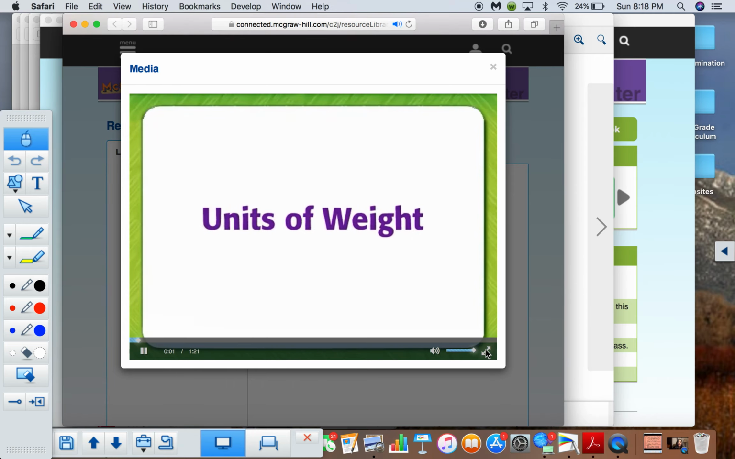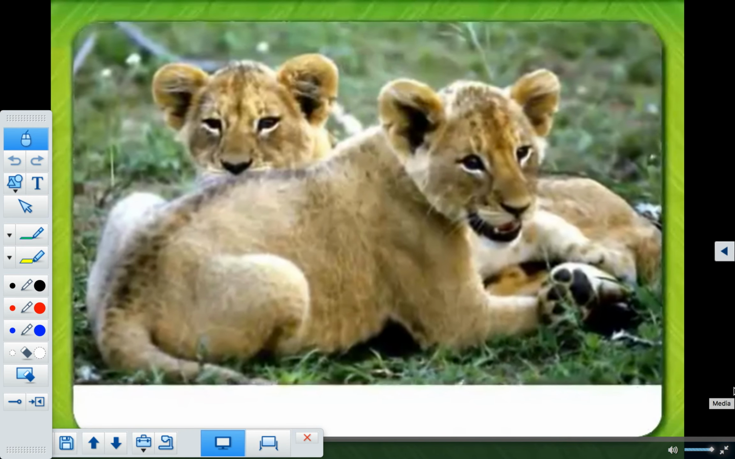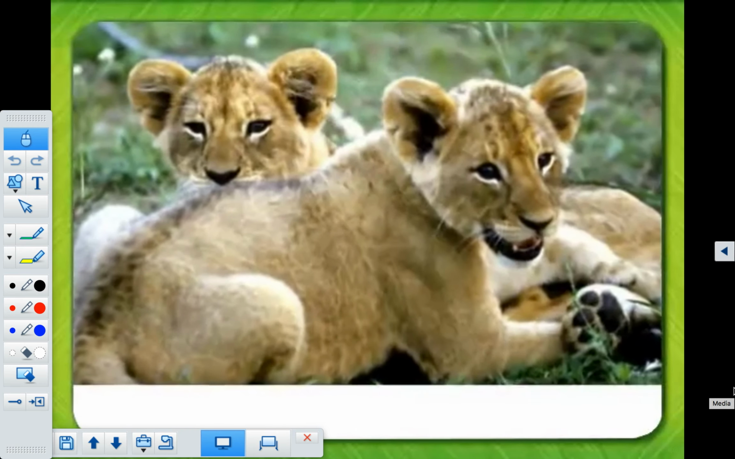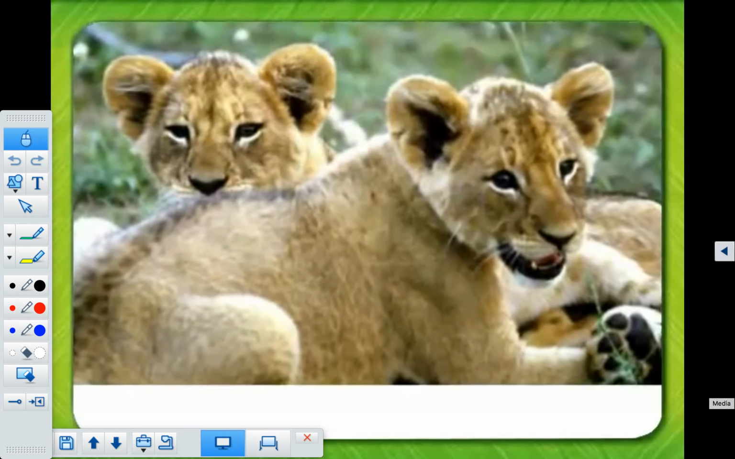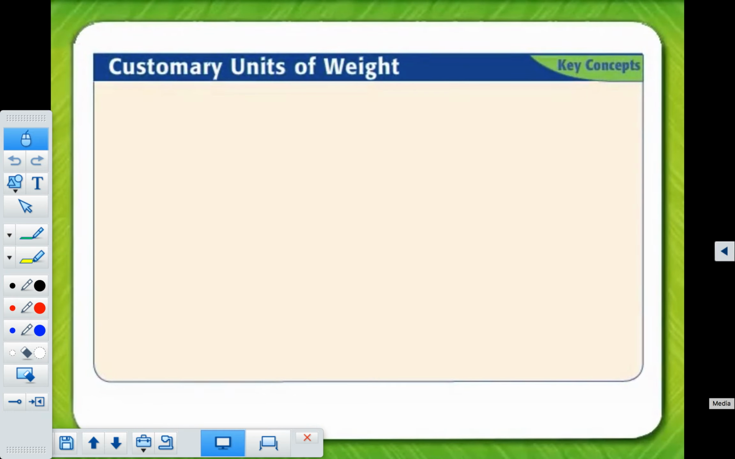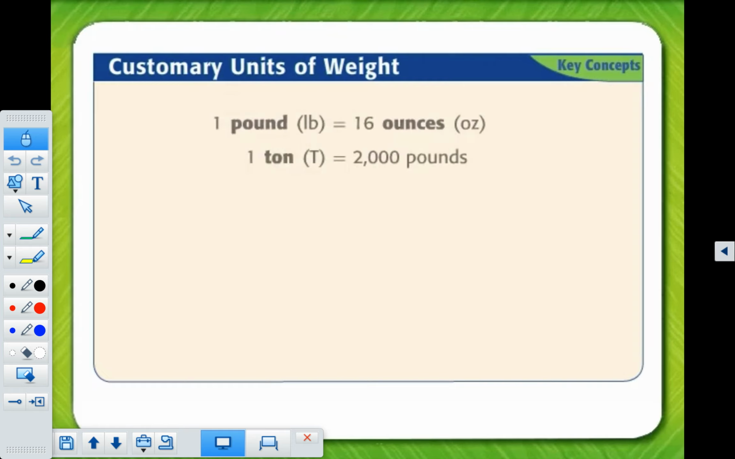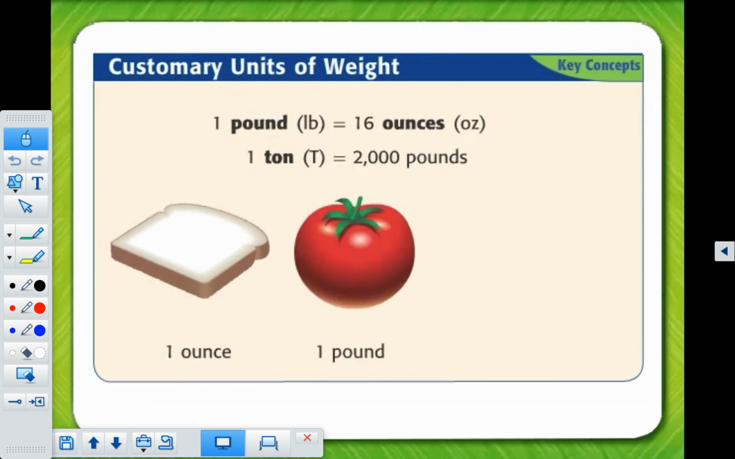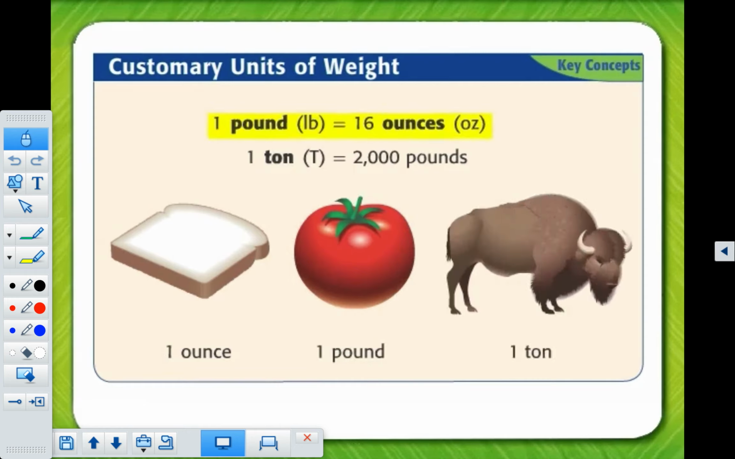Units of weight. A newborn lion cub weighs about 5 pounds. How many ounces is this? Before we solve this problem, let's explore the concept of weight. Weight is a measure of how heavy an object is. Customary units of weight are ounce, pound, and ton. A slice of bread weighs about 1 ounce, and a tomato may weigh about 1 pound. 1 pound is equal to 16 ounces. A typical buffalo weighs about 1 ton, which is equal to about 2,000 pounds.